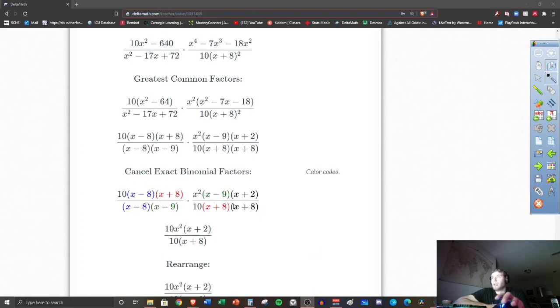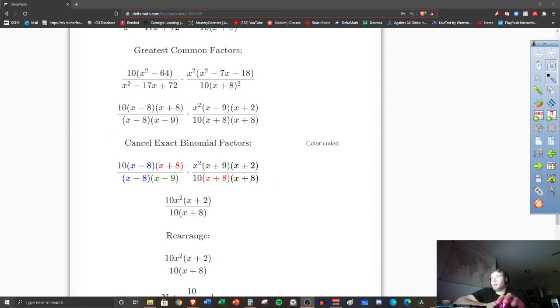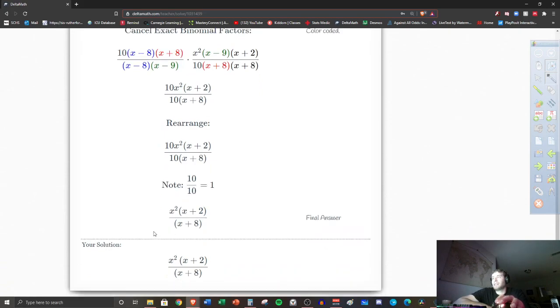Okay, we ended up getting it correct. All that nice work. Look, they did pretty much exactly what we did. They even rewrote it as x plus 8 twice, which is a good idea.